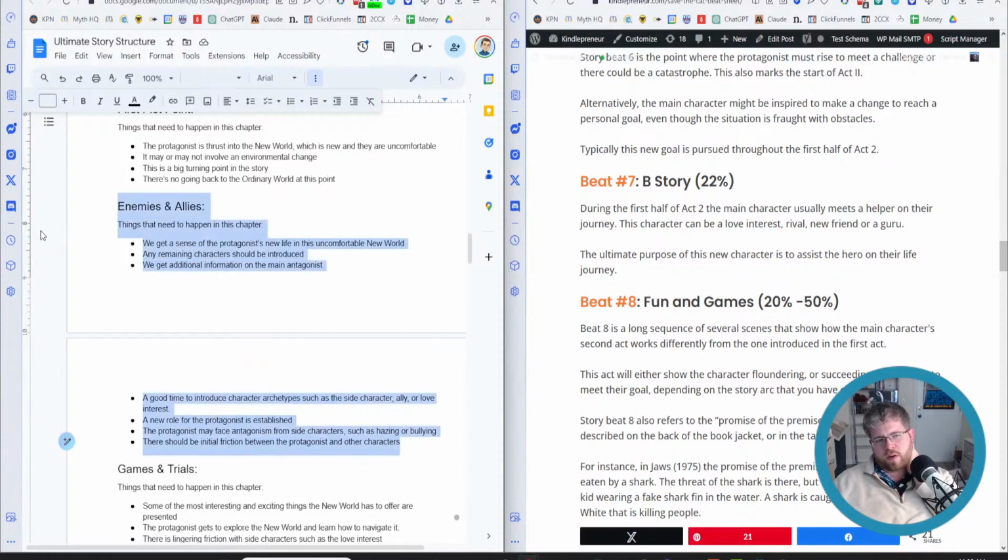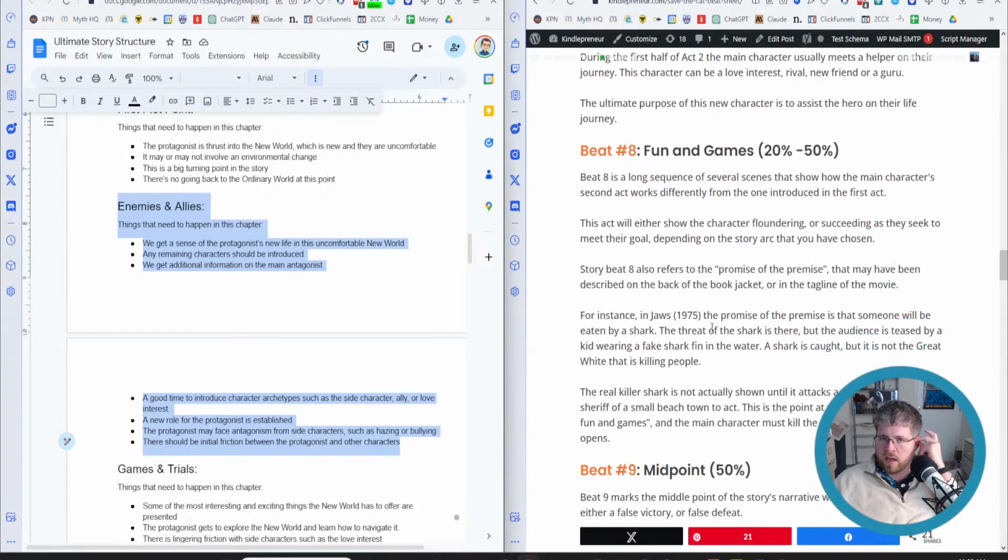But I guess this is sort of a side chapter where, yes, it's related to the main story, but it's kind of on its own too. All right, fun and games.